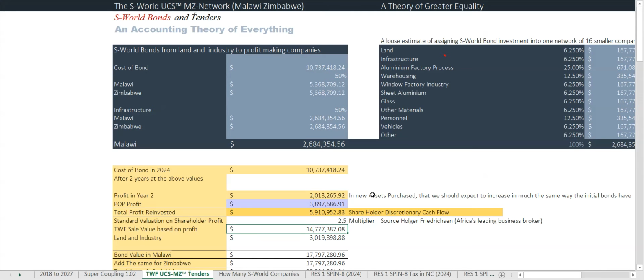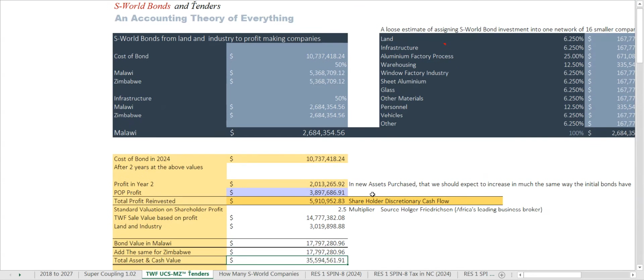So based on the profit times the multiplier, just under 15 million, plus the land and the infrastructure that the business is worth, comes up to 17.7 million. Add the same for Zimbabwe if we started in Malawi, and that bond of 10 million within a year is worth a value of 35 million.